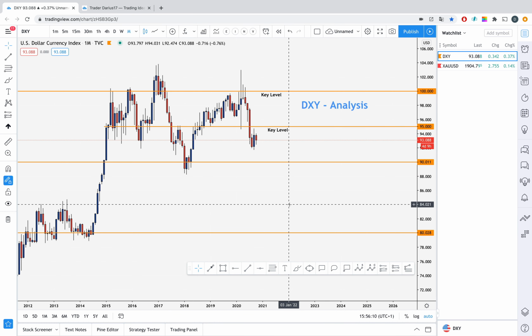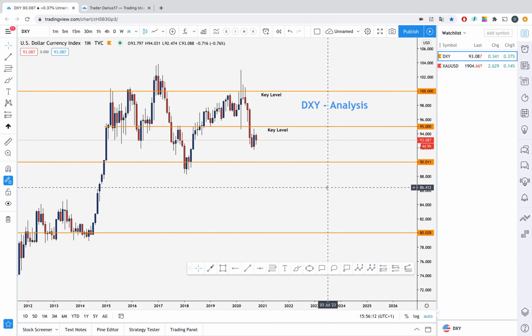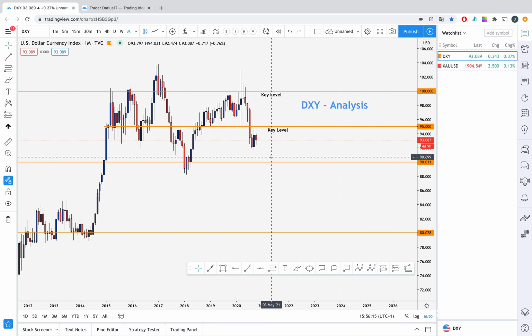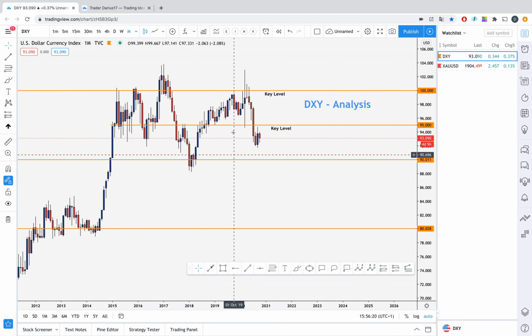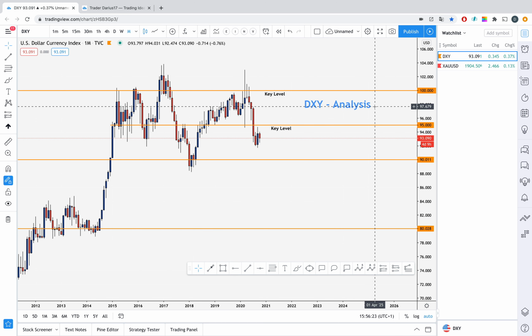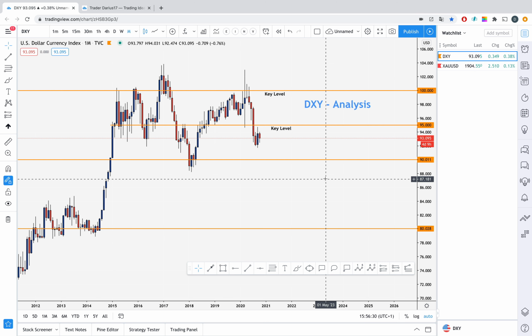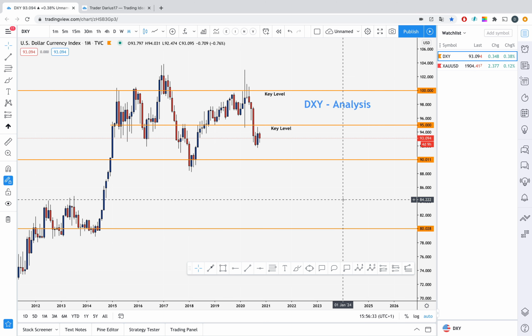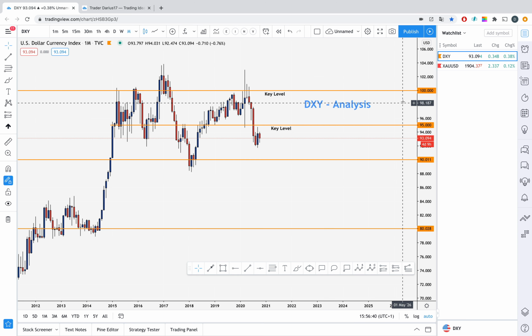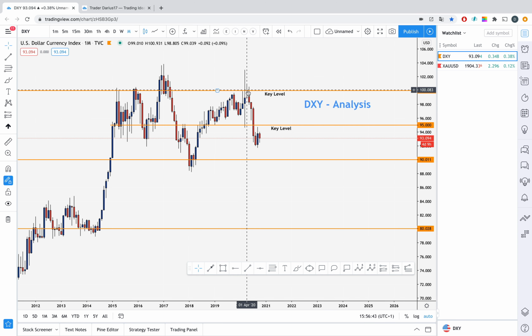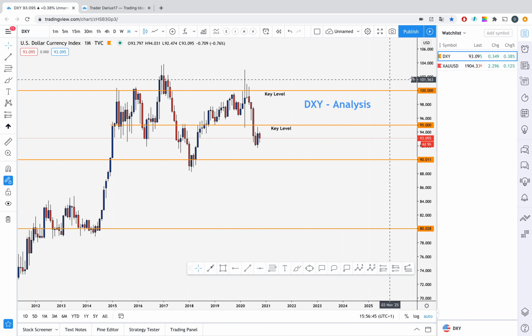Now let's get started with the analysis. What we can see here on the DXY is that I have already drawn some important key levels on the chart, and I marked them yellow because those levels are round numbers, as you can see. So 100, 95, 90 or 80. What levels are those actually? Well, they're important key levels because they are institutional levels. Big players and hedge funds love entering their short trades or long trades at those levels.